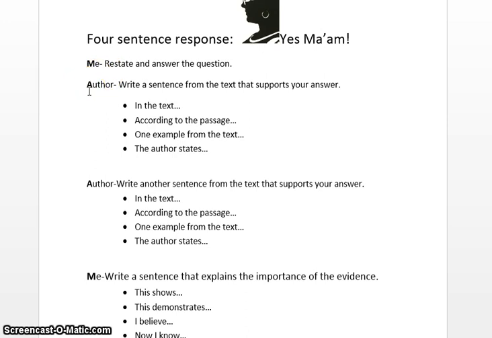Then the next letter in ma'am is A, and that's for author. That's where you write a sentence from the text to support your answer. And I have provided you with 4 sentence starters that you can use. You can just pick one of these to show that you're using some information from the text. The second A is just like the first A. It stands for author. You're writing another sentence from the text that supports your answer. And again, I put the same sentence starters for you so you can select one of those.